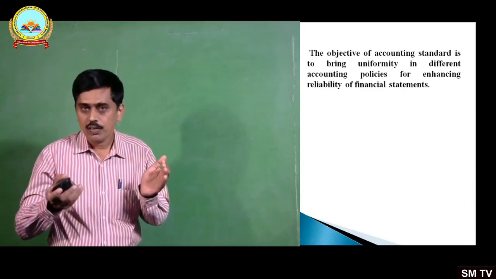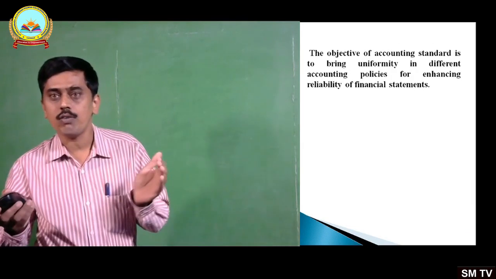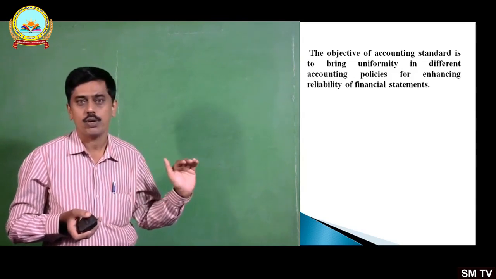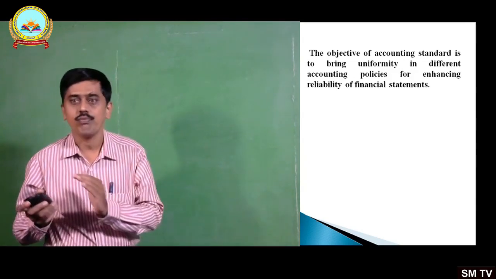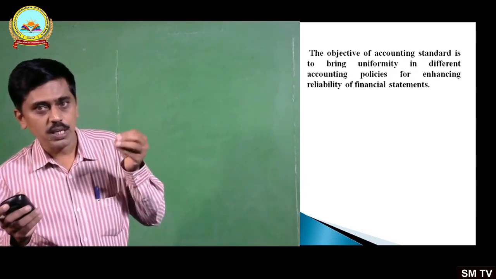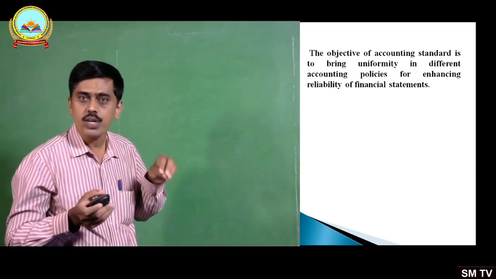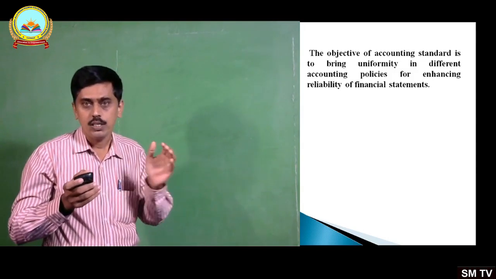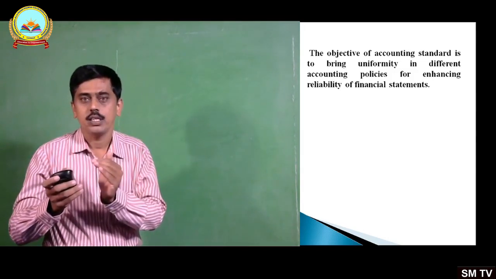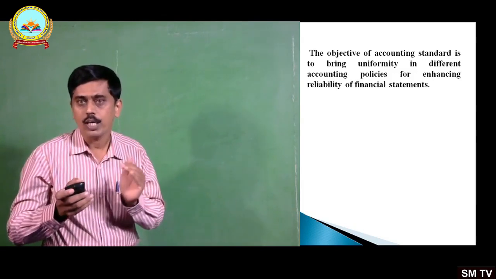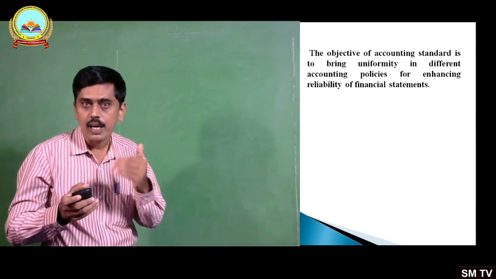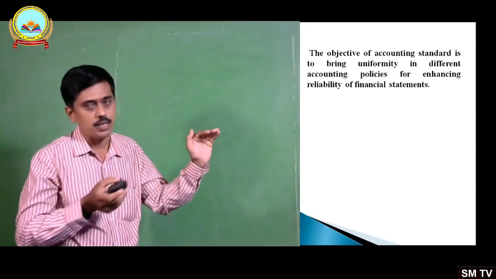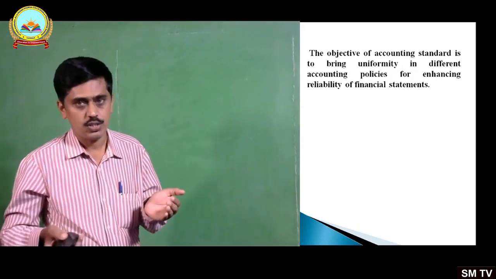And next, we know that the objective of accounting standards is to bring uniformity in different accounting policies for enhancing the reliability of financial statements. In order to bring reliability to the accounting information, there should be some uniformity in different accounting policies. And for that we need to have some standards, and such standards are called accounting standards.